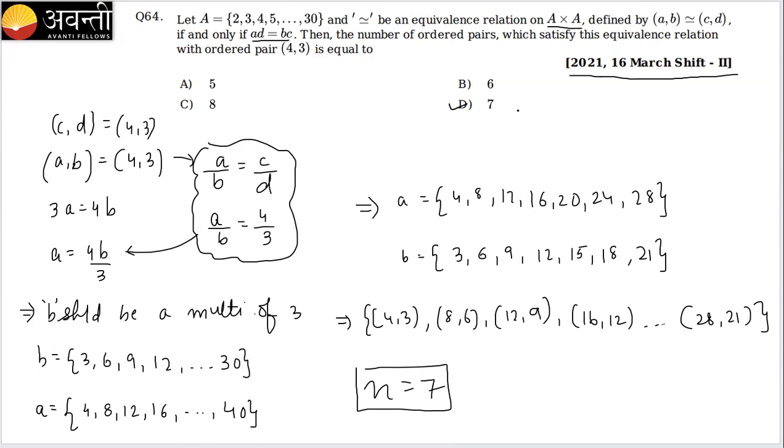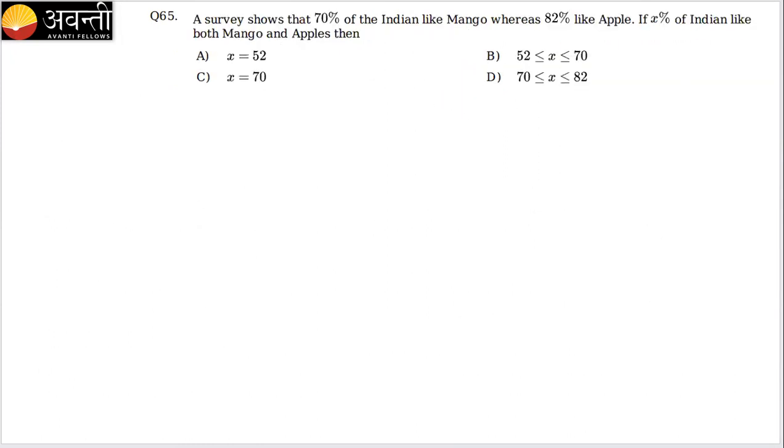It was a good question. Let's move on to the next one. This is an interesting question based on sets. Here 70% of Indians like mango. So let the total be 100 so that we do not have to take it in percentage. So let A union B be 100. Then N of mango will be 70.